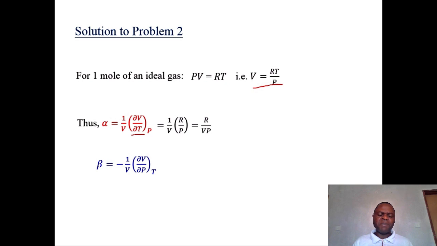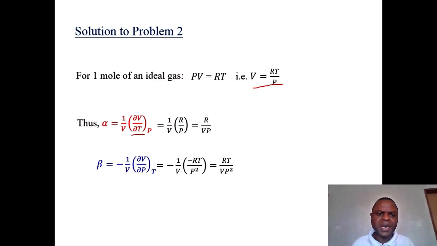Then the same with our beta, which is equal to minus 1 over V, partial V, partial P at constant temperature. And we have our expression for V. So partial V, partial P, we get, I think, minus RT over P squared. Then we multiply it by minus 1 over V. So we get this expression for beta, which is RT over V P squared. This is our beta.